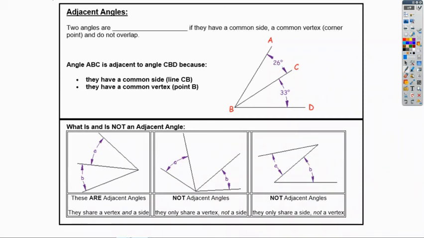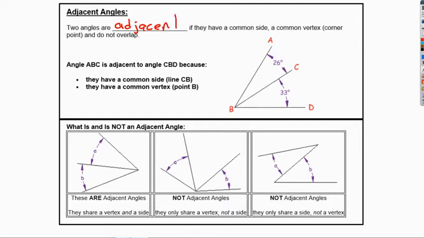Good morning, everybody. In this video, we're going to go through and learn about angles and some different relationships they have. The first one we're going to talk about are adjacent angles. Two angles are adjacent if they have a common side and a common vertex. Vertex is just a fancy name for a corner point where they meet.